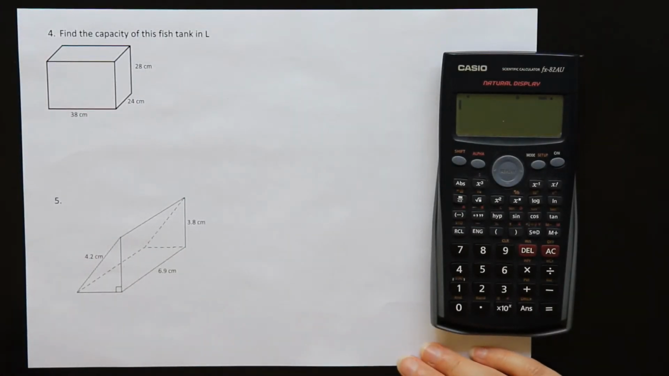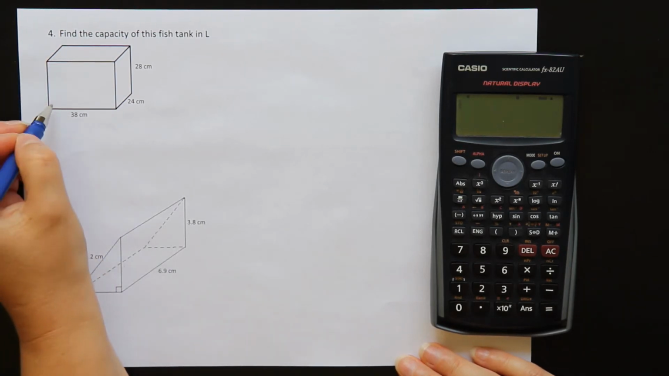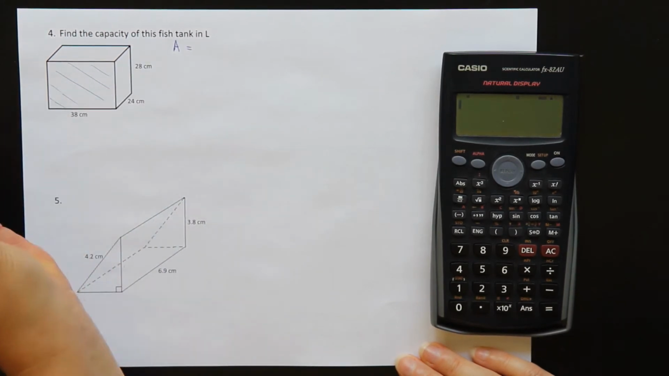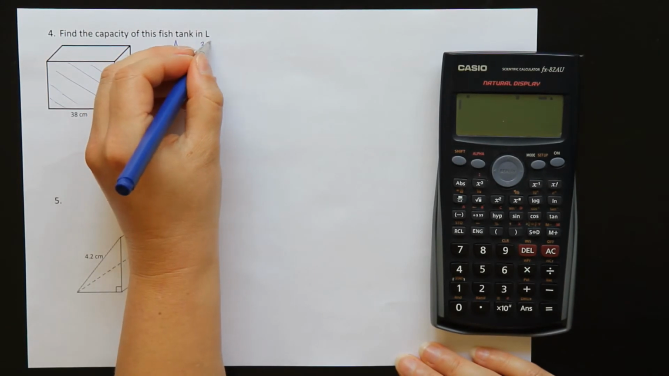Okay, let's have a look at question 4. It says, find the capacity of this fish tank in litres. So before we can find the capacity, we have to find the volume. So to find the volume of this rectangular prism, first of all we need to find the area of the cross section here. So it's a rectangle, so A is equal to base times height, so it'll be 38 times 28.